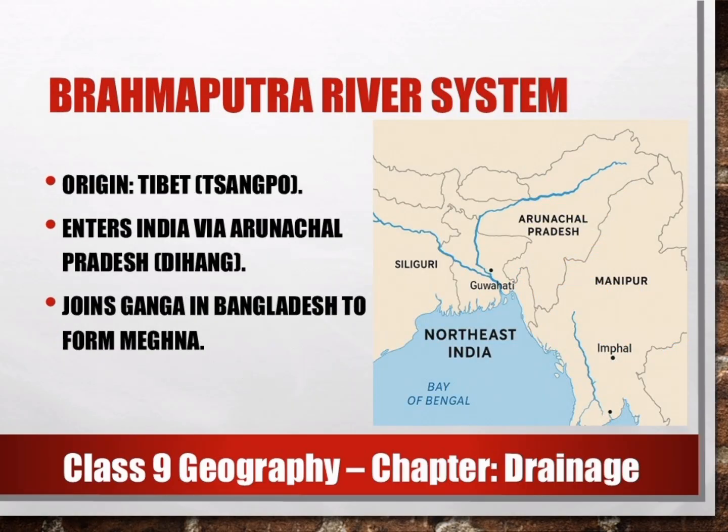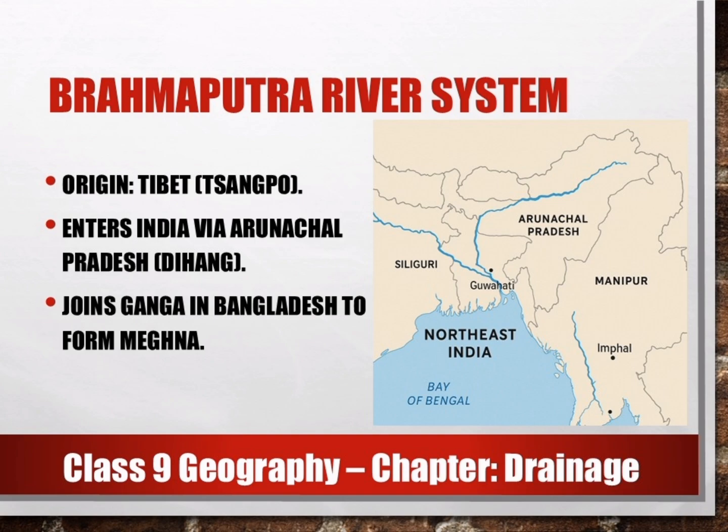The Brahmaputra River starts in Tibet, where it is called the Tsangpo. It enters India through Arunachal Pradesh and flows through Assam and Bangladesh. This river is wide, deep, and carries a large amount of water and silt, especially during the monsoon. Because of this, it often causes floods in Assam.